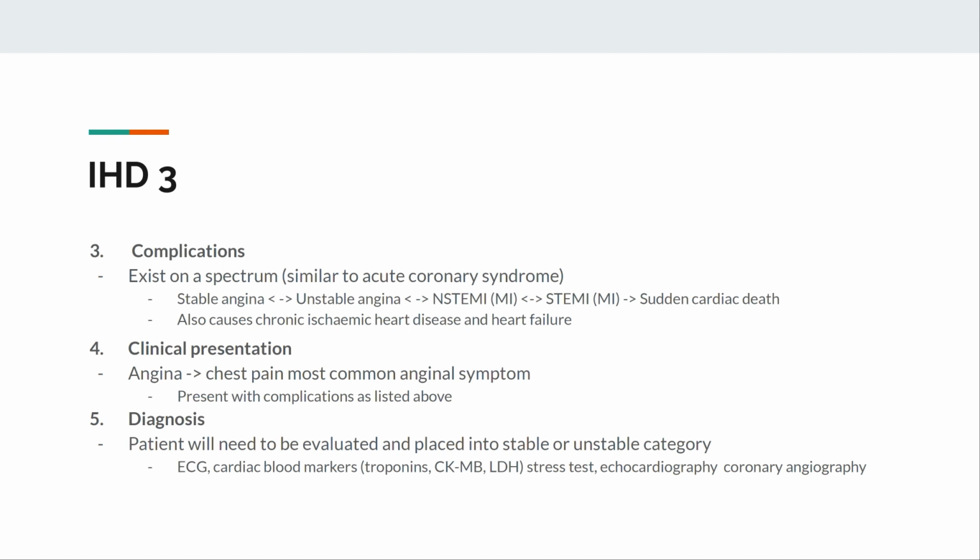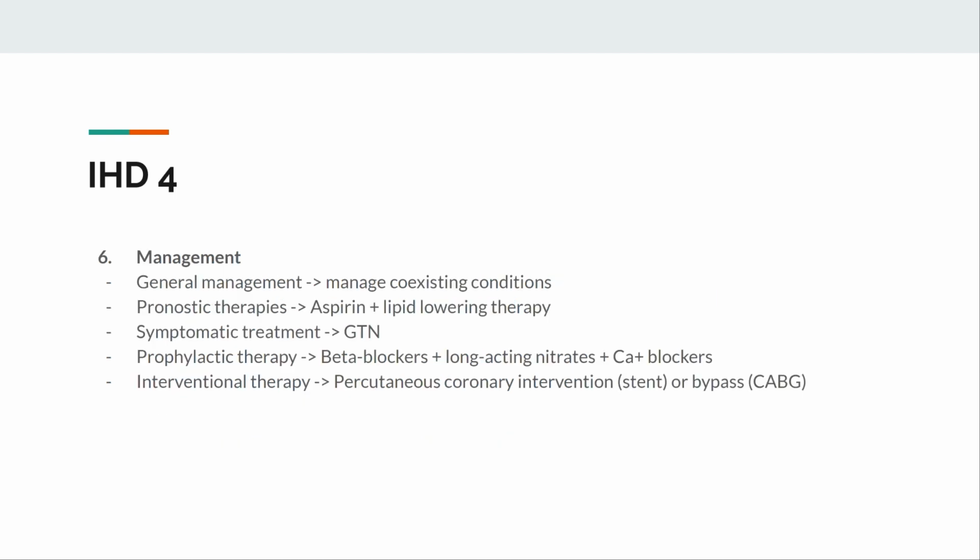In terms of diagnosis, a patient will be placed into a stable or unstable category depending on the following things that are evaluated. An ECG is probably the first most important thing to know. Also important to know are cardiac blood markers, so troponins. This is very important for ruling in or ruling out a myocardial infarction. Stress tests, echocardiography, and coronary angiography make up some other diagnostic tools.